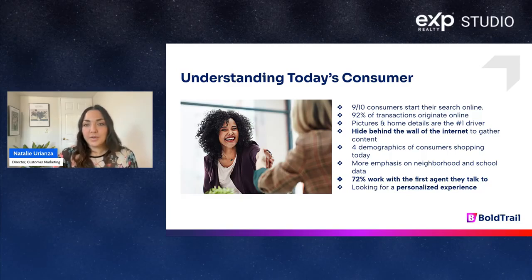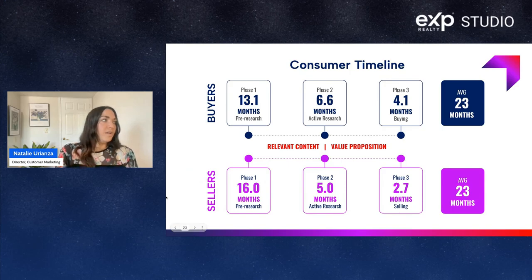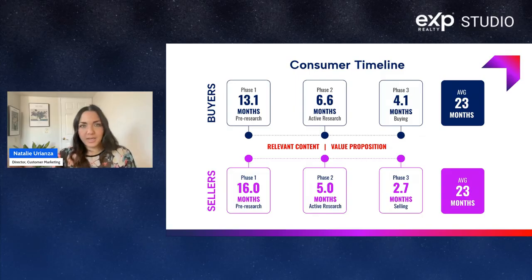Neighborhood and school information is really important. This is really cool. I thought 72% of leads work with the first agent they talk to. And we know that they're looking for a personalized experience. You'll hear that a lot from me. The consumer timeline, this is really important when you're thinking about nurturing and connecting with leads. I hear agents often say like, oh, I've got some looky-loo leads, or these are bad leads because they aren't ready to transact right now. And the truth is, there's not really such a thing as a bad lead unless it's bad information.